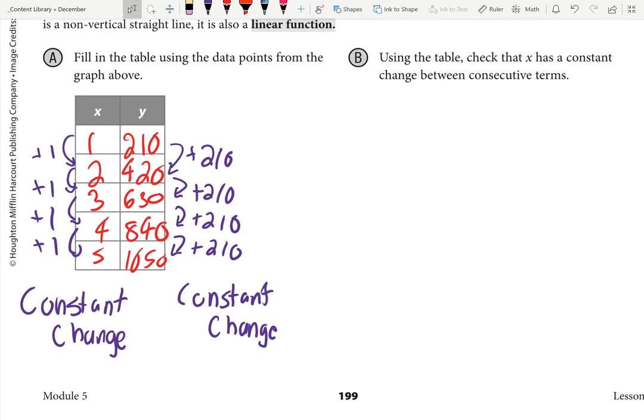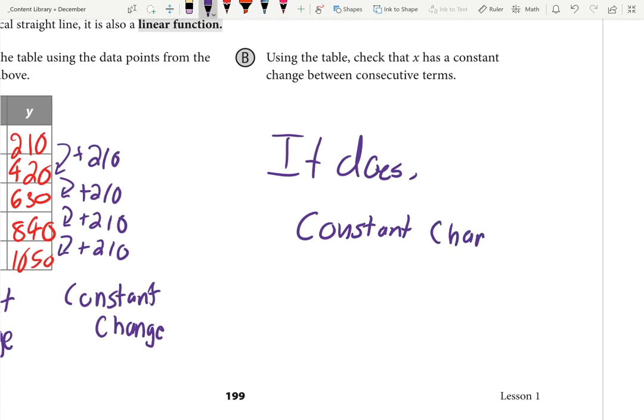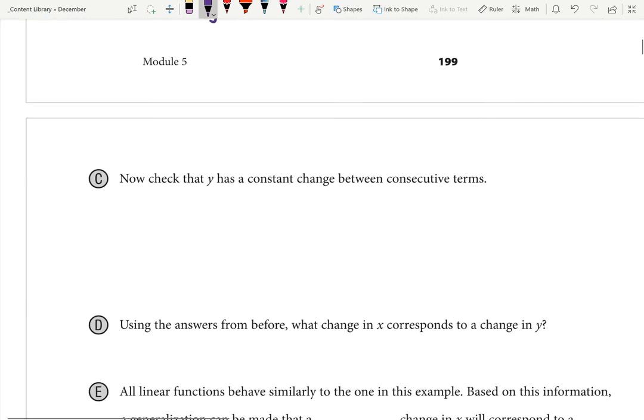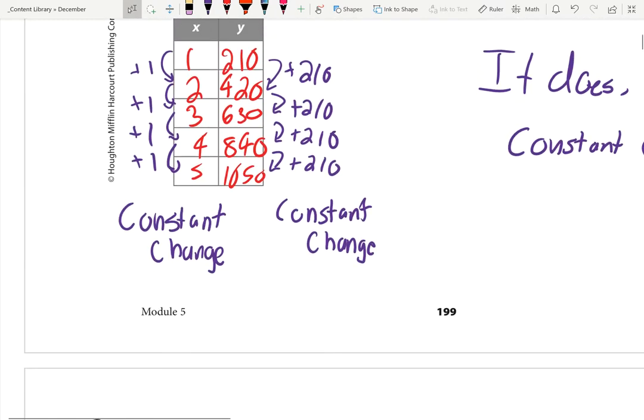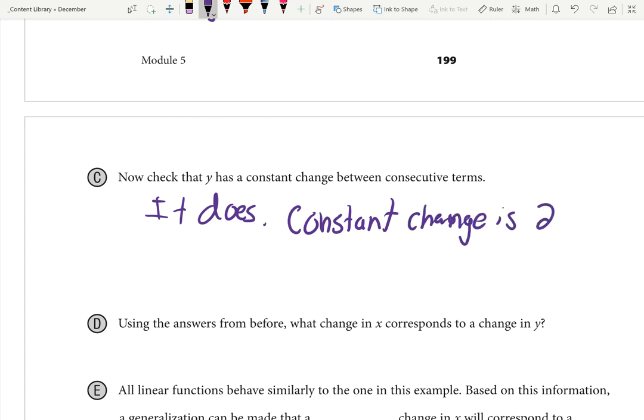So part B and part C here that we're going to answer have already been done. Use a table, check x has a constant change. And we can tell that it does have a constant change. Its constant change is 1. And then part C says check the y's have a constant change. When we look back at that, we can see that it already does. We've already done that. It does. Its constant change is 210.